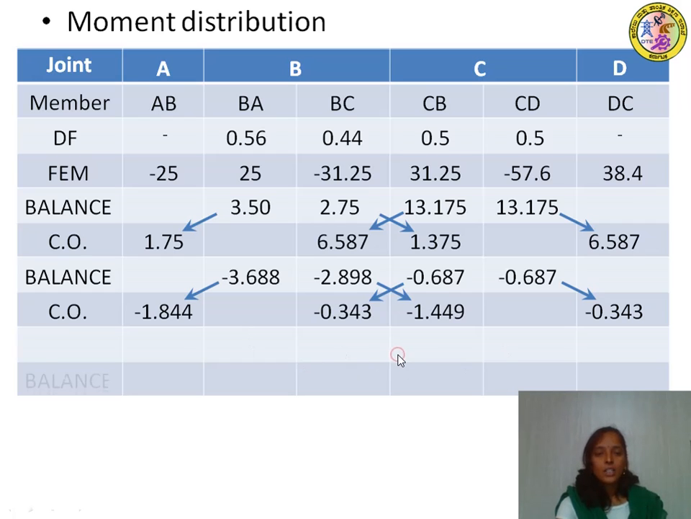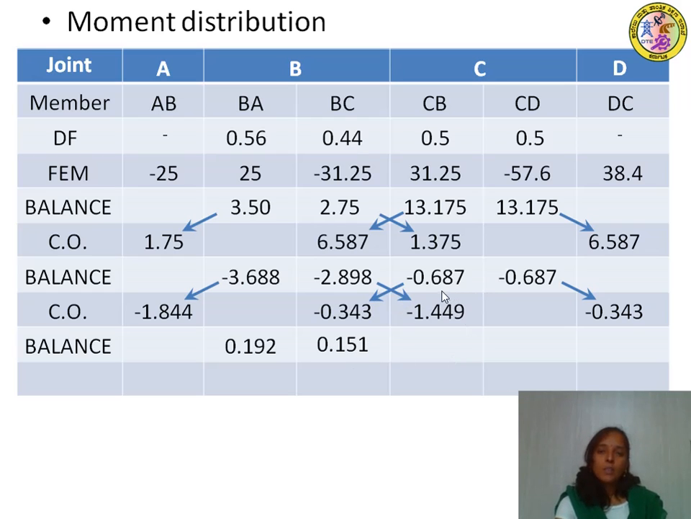So again, the next step is balancing. So the imbalancing moment is minus 0.343. Therefore, the balancing moment will be plus 0.343. So plus 0.343 into the distribution factor. Plus 0.343 into 0.56 will be equal to 0.192. And then plus 0.343 into 0.44 will be equal to 0.151.